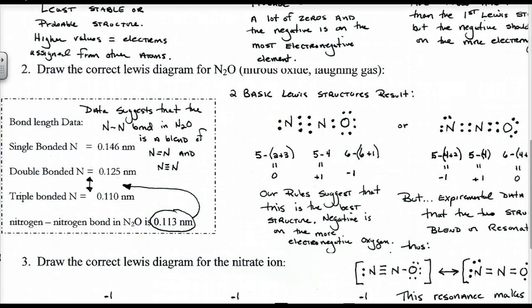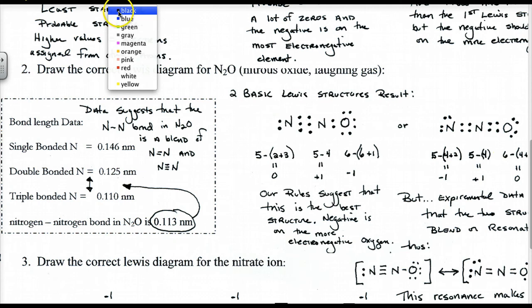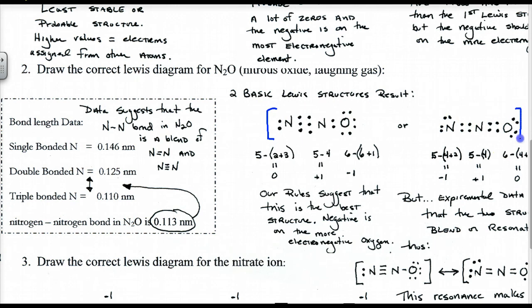So we're back here on the same key that you have linked. And here are the two structures that we said were the best. Now we know that one was better than the other based on formal rules, but I want to show you where the evidence is leaking in to show us there's some limitations. Let me explain. A single bonded N to another N is 0.146 nanometers. These are bond length data.